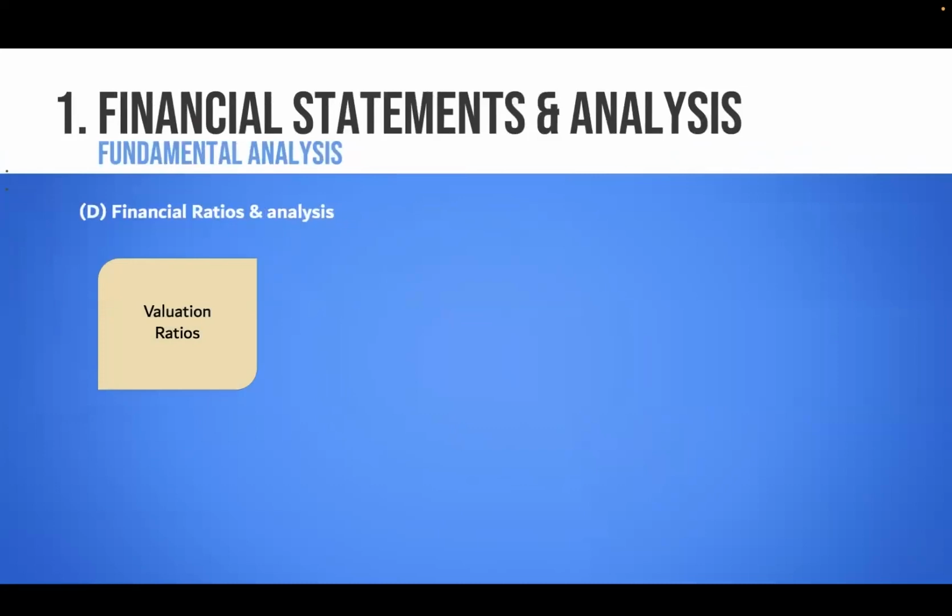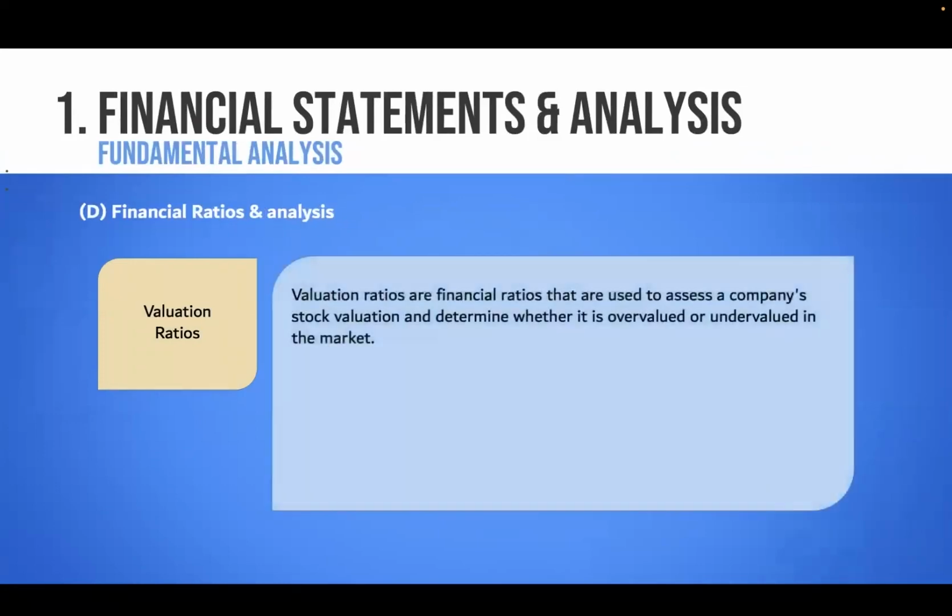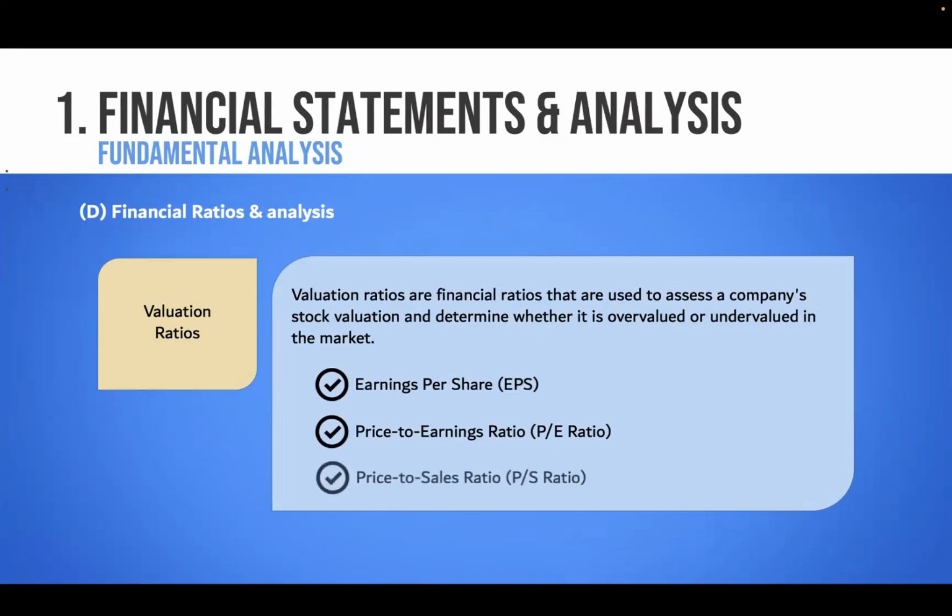So what are valuation ratios? Valuation ratios are financial ratios that are used to assess a company's stock valuation and determine if the stock is overvalued or undervalued. What we're going to discuss specifically in valuation ratios are earnings per share, price to earnings ratio, and price to sales ratio. And the first one is always discussed in the quarterly earnings call.